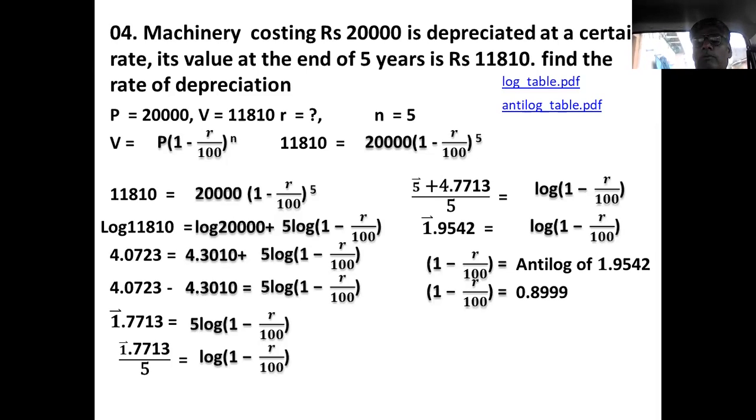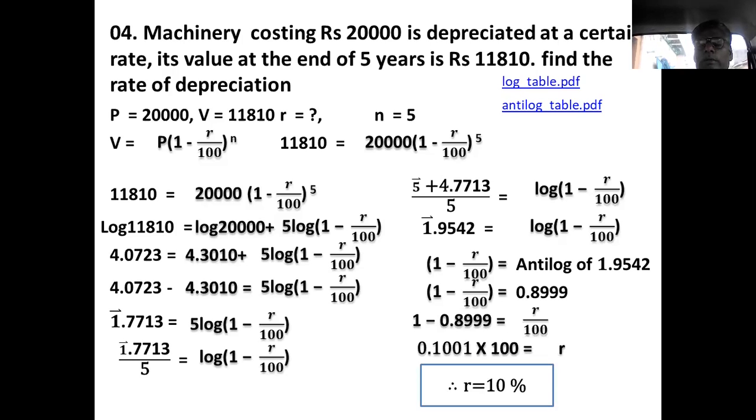Then you interchange the value. You take the 0.89 to left hand side and take that r by 100 to that side. Now 1 minus 0.8999 is equal to R by 100. So if you take 100 this side, then your number is R is equal to this much. Therefore, rate of depreciation is 10%.